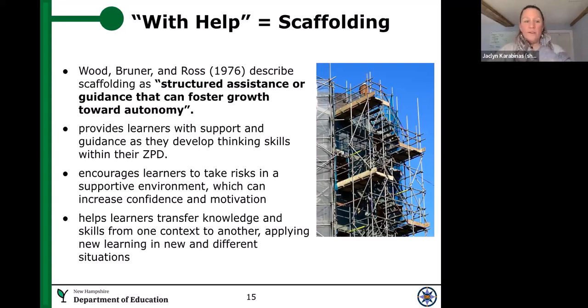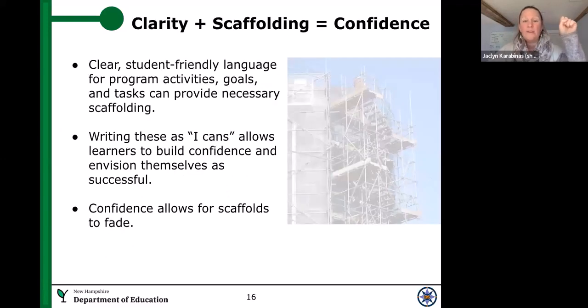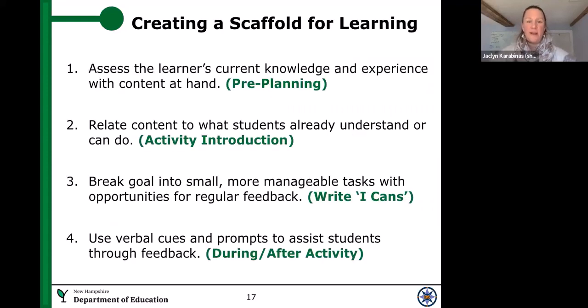Or some weren't so successful and they need more practice. And so you break that task down even more. And I think of it with this visual, you're providing a rung where they need to be. And so the idea is that these fade over time. And so by using our clear student-friendly language, we provide the scaffolding. We write them as I cans because then you're personalizing it, kids are putting it in their minds and in their bodies, saying they can do it. And then the confidence is what will allow those scaffolds to fade.